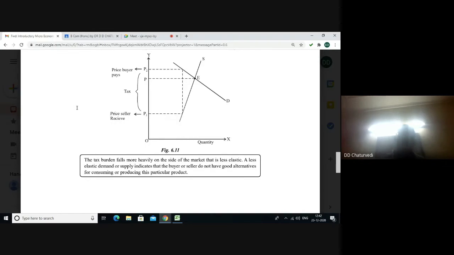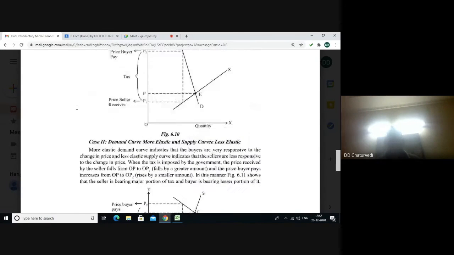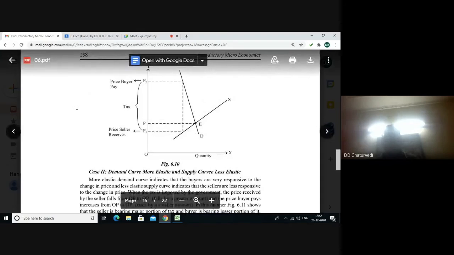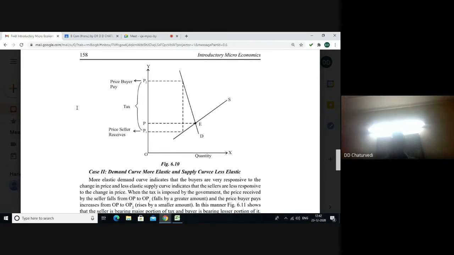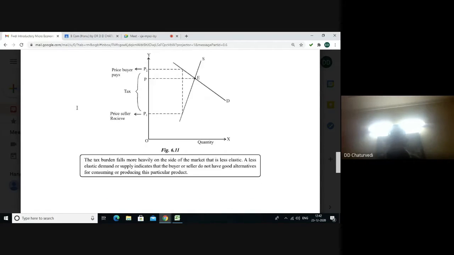So in this first diagram, since supply is very elastic, seller is more sensitive to the price changes. That is why seller is bearing less burden. But in the case of figure 6.11, supply elasticity is low, so seller is bearing more burden.